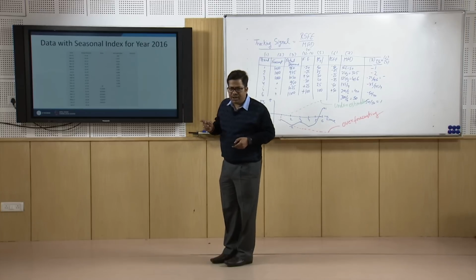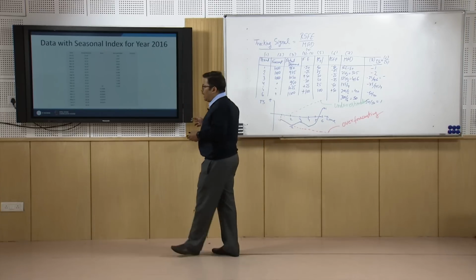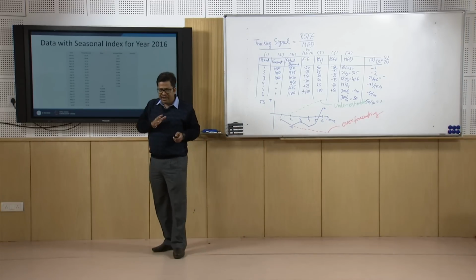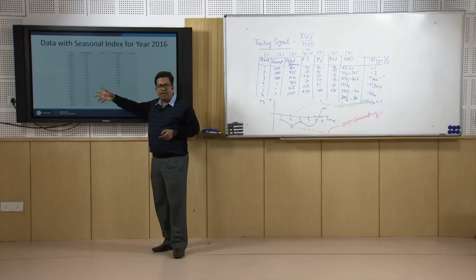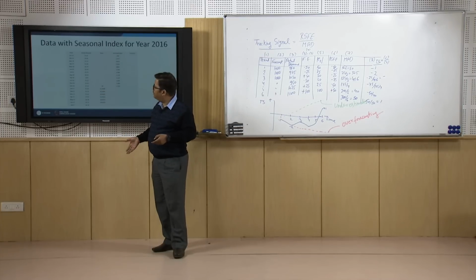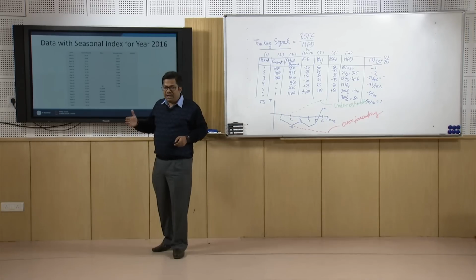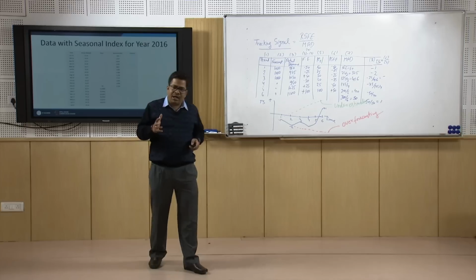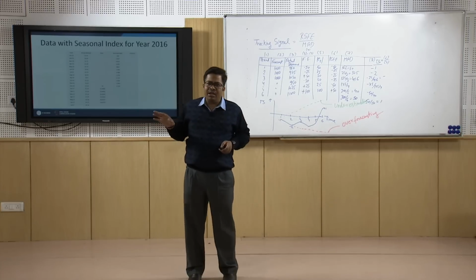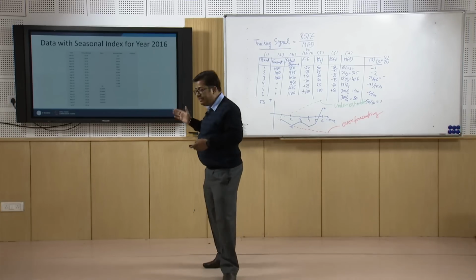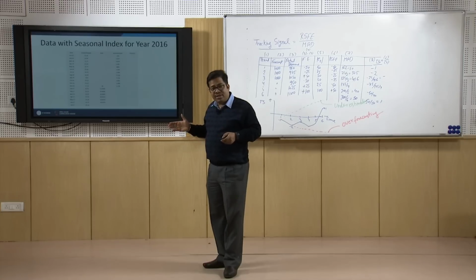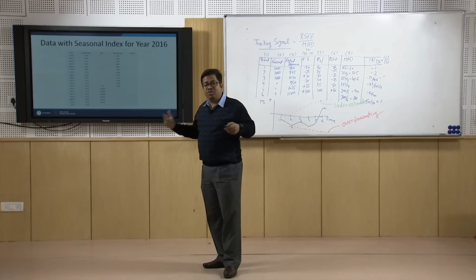So, depending upon the type of data available to you, L will be 2 in case of half yearly data, 4 in case of quarterly data, and 12 in case of monthly data, and even if you have fortnightly data, L can be 24. So, depending upon the type of data available to you, the value of L will change. If weekly data is available, L can be 52.